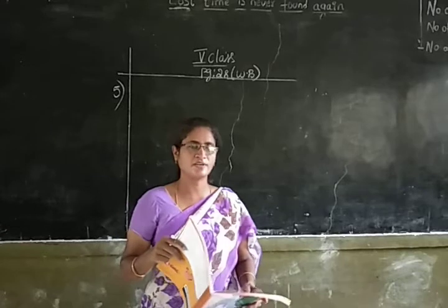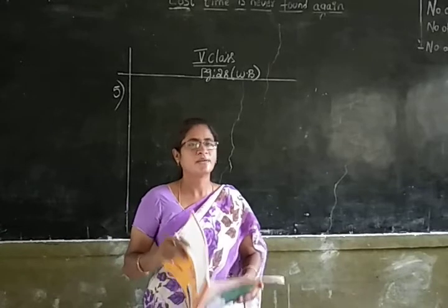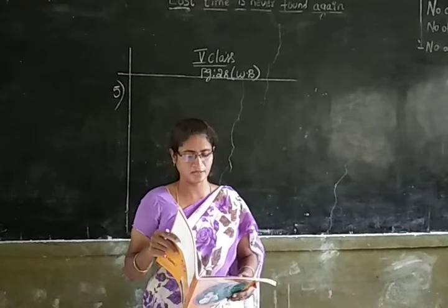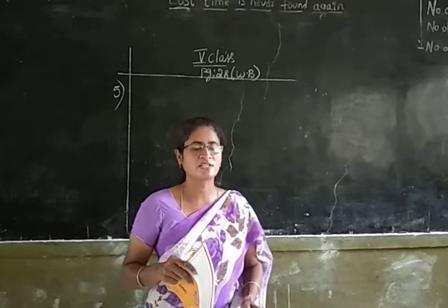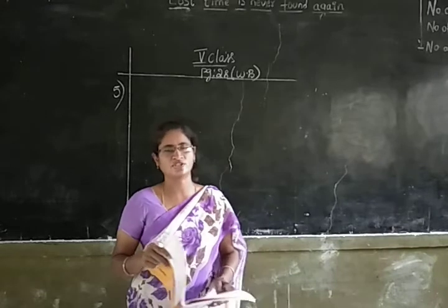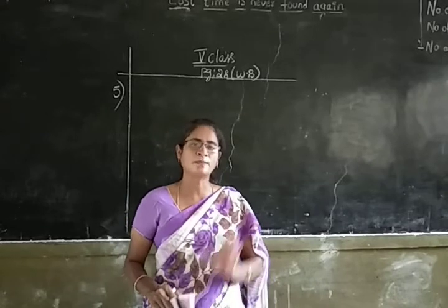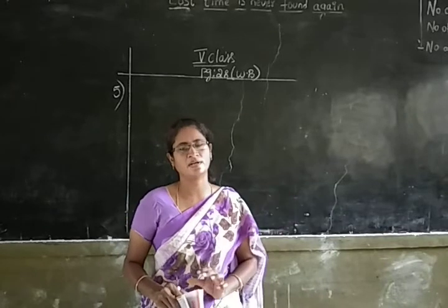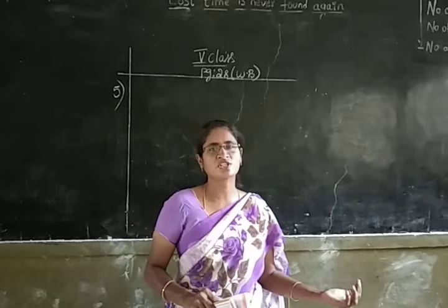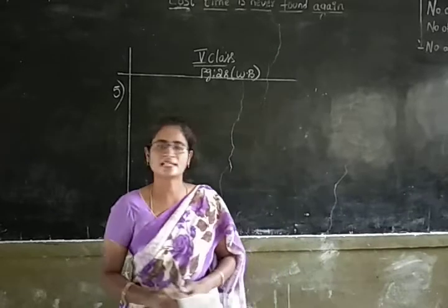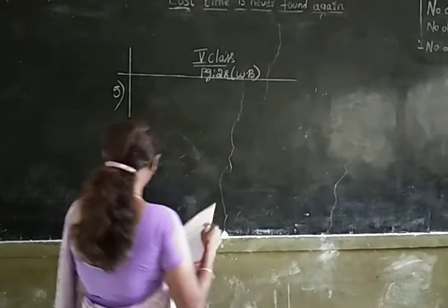Here a number is given and you have to write down the place values of all the digits in the number according to the Indian place value system and international place value system. Did you understand children? Here a number is given and you have to write down the place value of all the digits in the number according to the Indian place value system and also the international place value system. So let us write down.